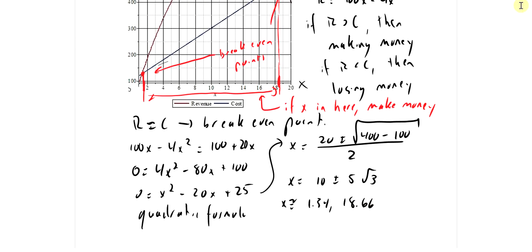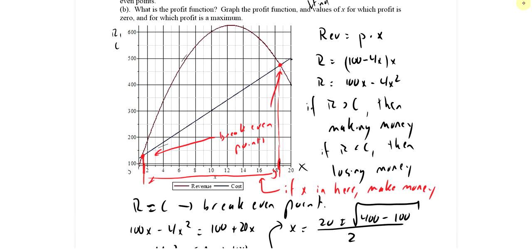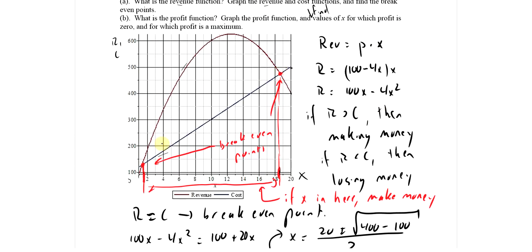Right? And again, 1.34, that's right around there. 18.66, that's right around there. Those are the 2 points where the two graphs cross, where my revenue and cost functions cross. And those are my break-even points. I want to make stuff in between here and here. But how much do I actually want to make?